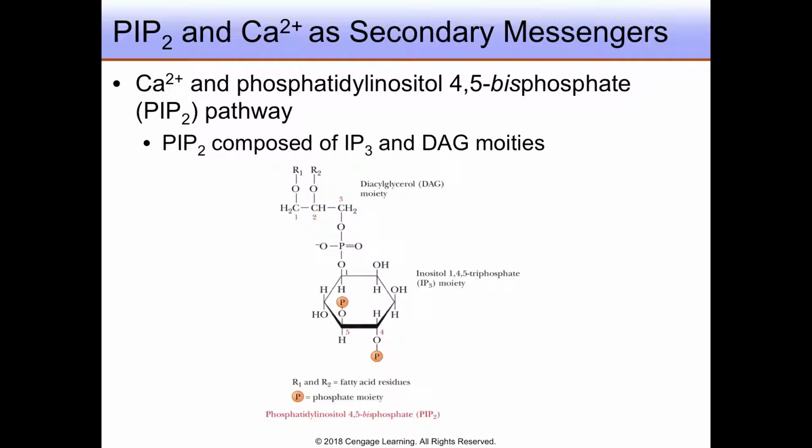In other words, it involves the glycerophospholipid phosphatidylinositol bisphosphate, or PIP2, which you can see from the structure below is composed of two parts. It contains an inositol triphosphate, or IP3 moiety, as well as a diacylglycerol group.